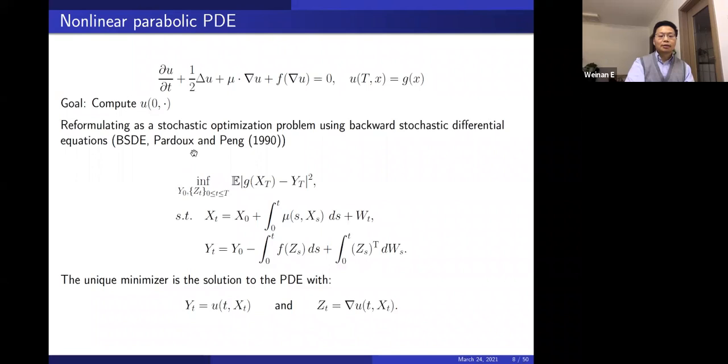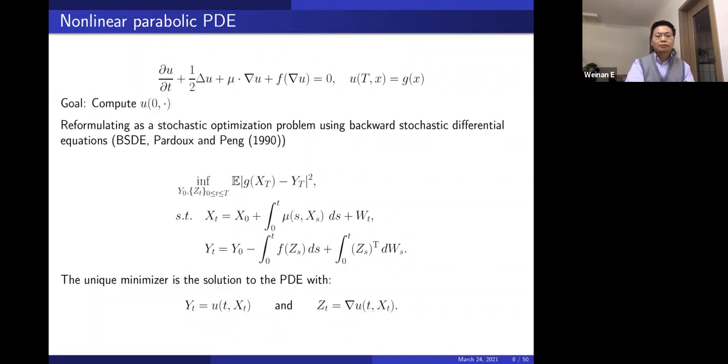introduced in this very classical paper. So the equivalent formulation is as follows. We consider this optimization problem where xt is defined by this process and yt is defined by this process. And then we match the terminal values between the given terminal condition and the value of yt.